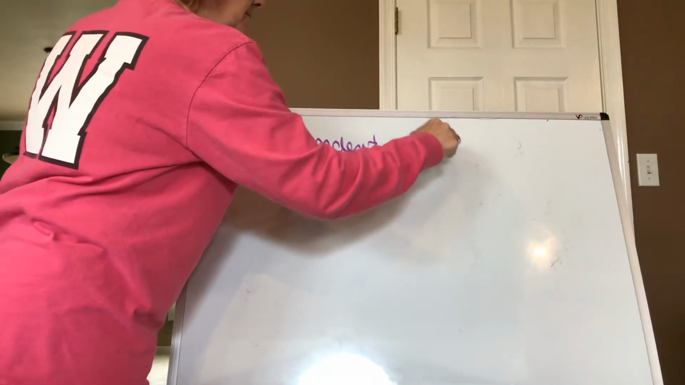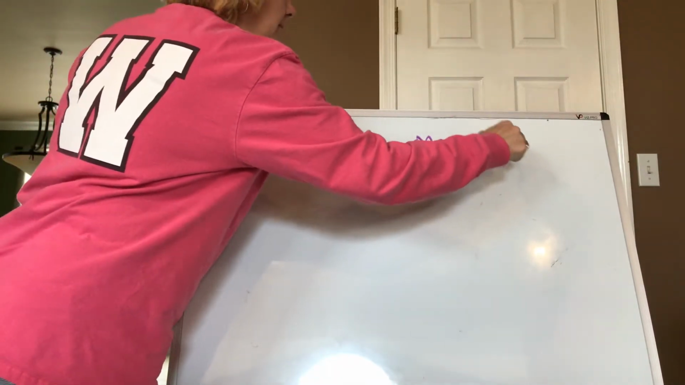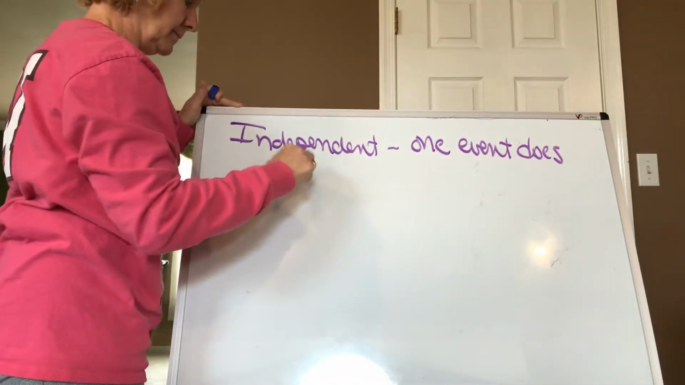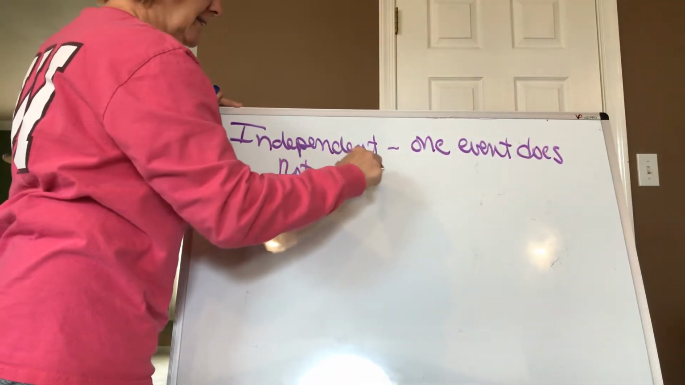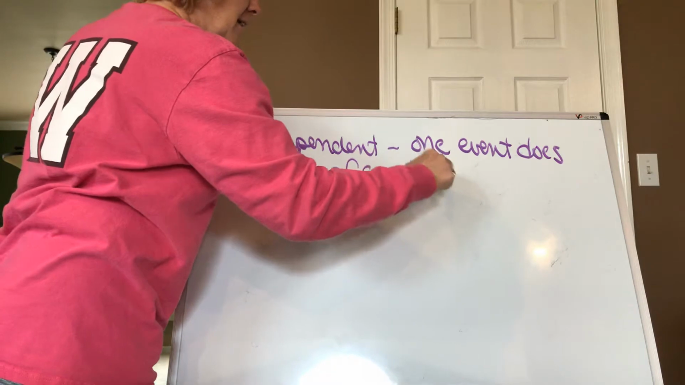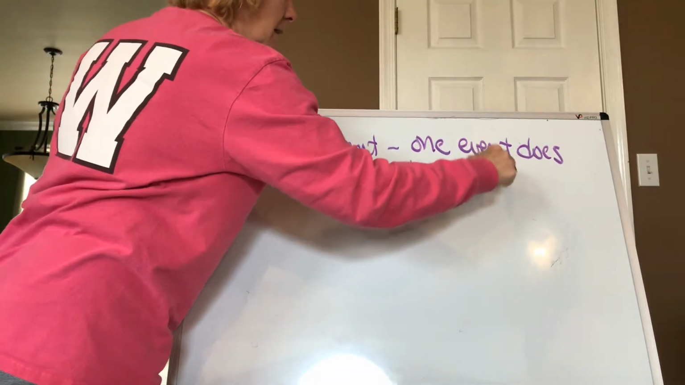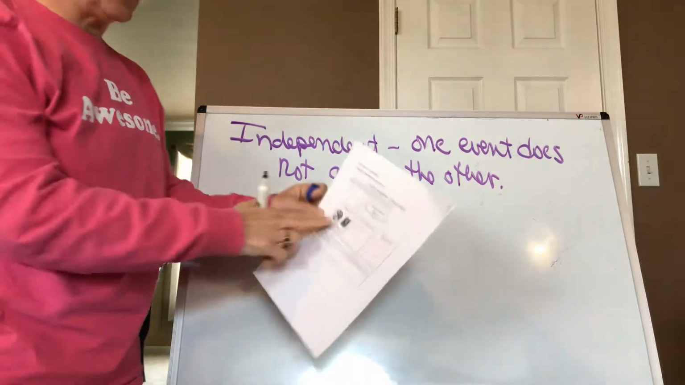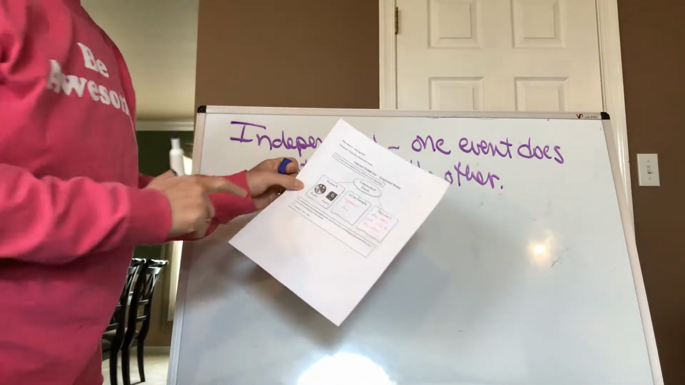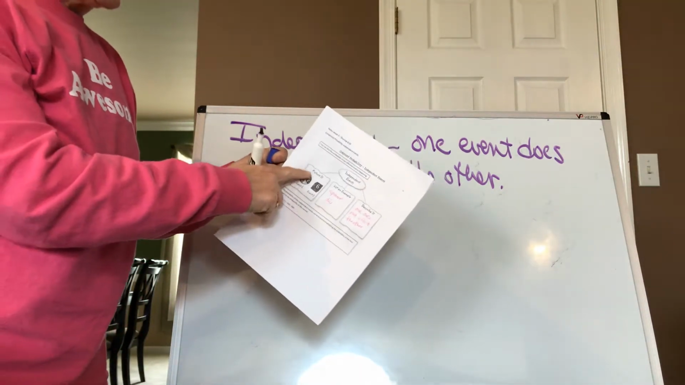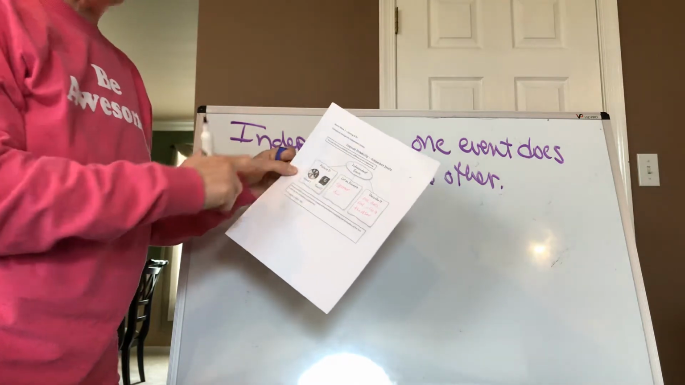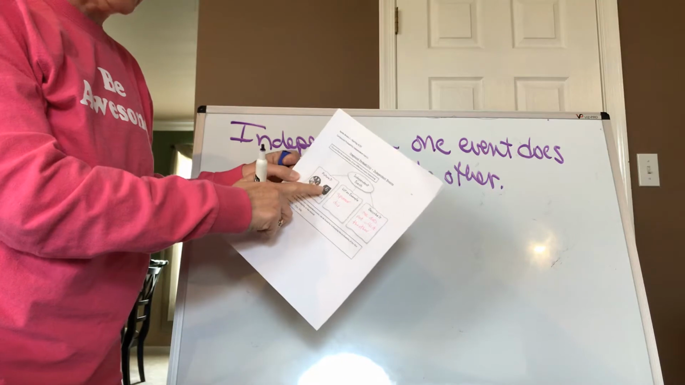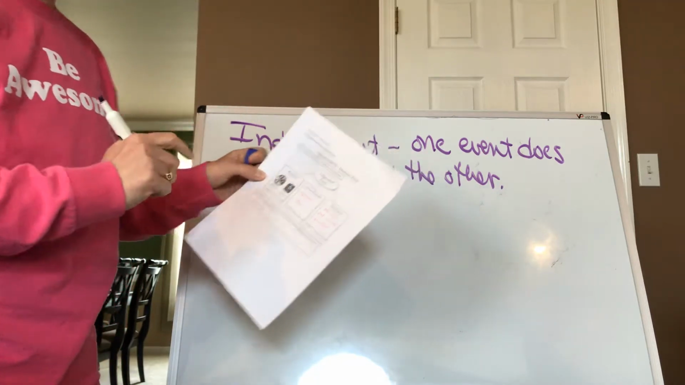One event does not affect the other. For example, like in your notes, you've got a spinner and a dice. If you spin that spinner and then you roll that dice, what you get on the spinner will not affect what you get on the dice.